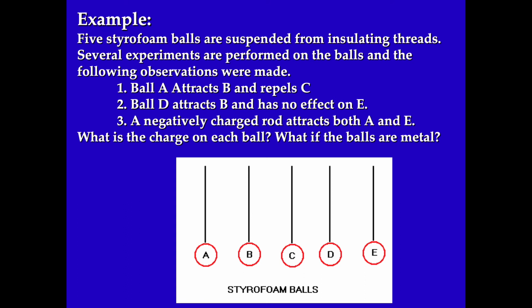So you have this scenario. You have 5 styrofoam balls. They're suspended from insulating threads. Several experiments are performed on the balls, and these were the observations. Ball A attracts ball B and repels C. Ball D attracts B and has no effect on E. A negatively charged rod attracts both A and E. And the question is, what is the charge on each ball?